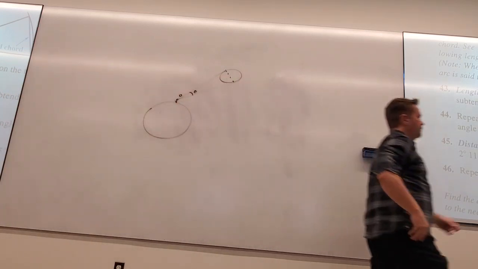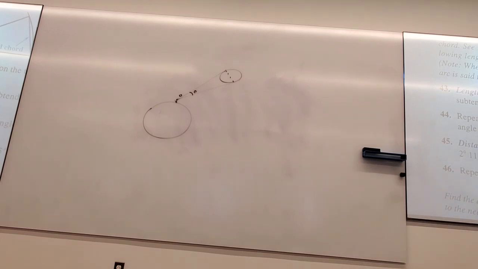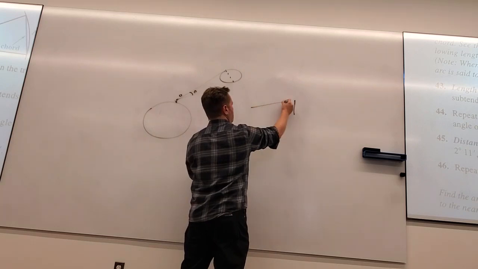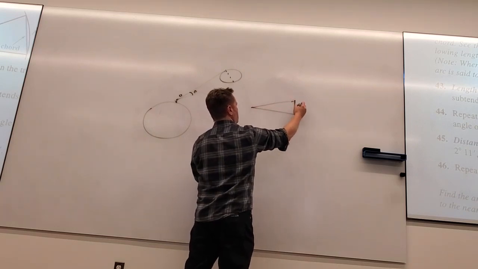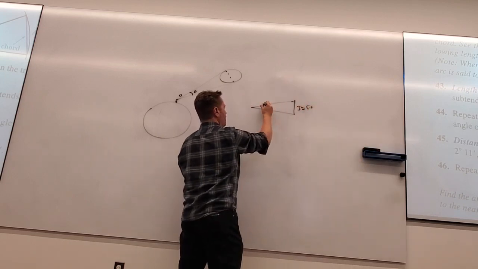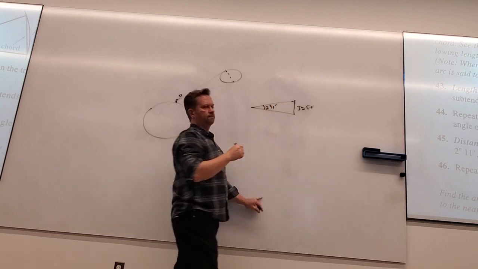Okay, so here I've got, not the moon, but the mast of a boat. I know the mast is 32 feet high, and I also know that it subtends an angle of 2 degrees 11 minutes. So how would I draw that? Here's the mast of the boat. I know this is 32 feet, and I know this angle is 2 degrees 11 minutes.